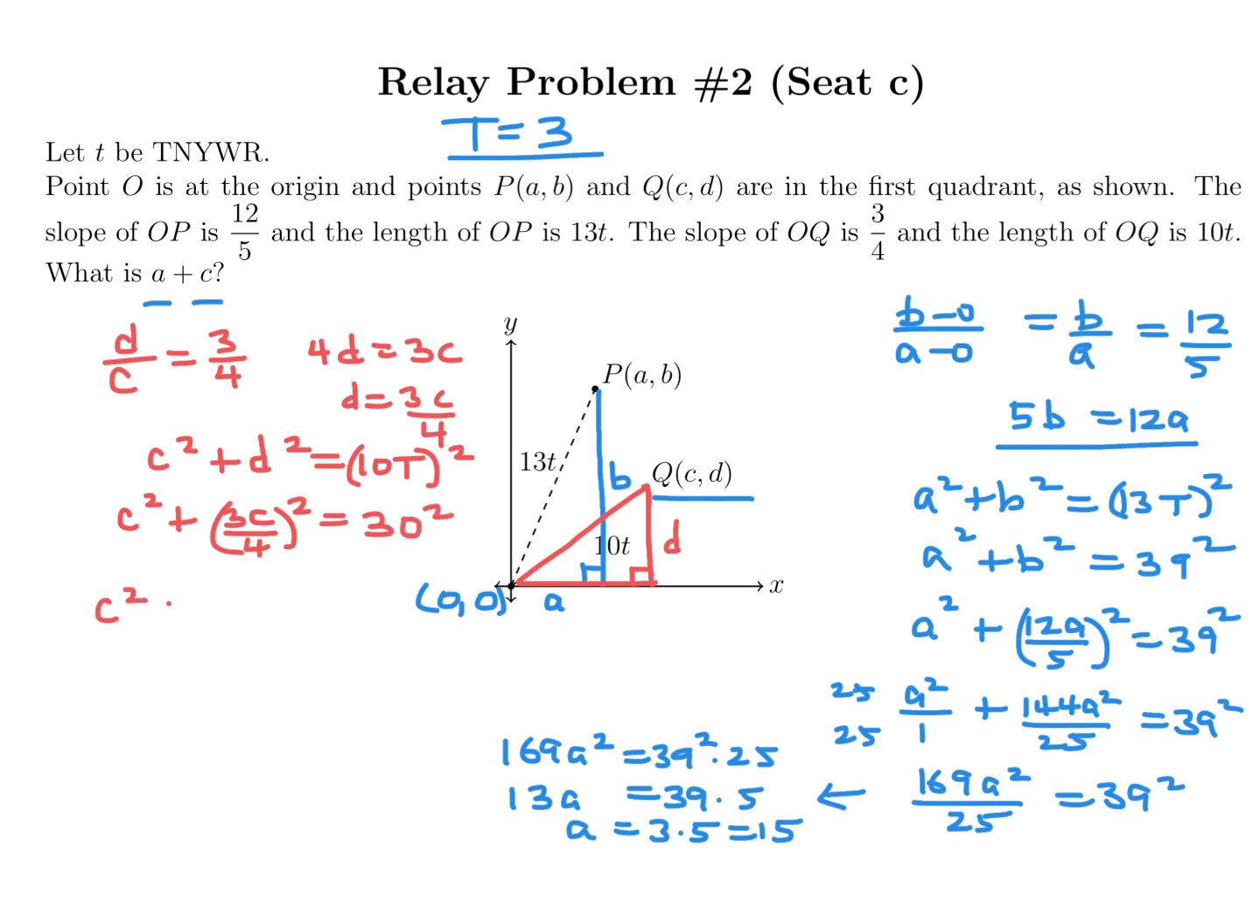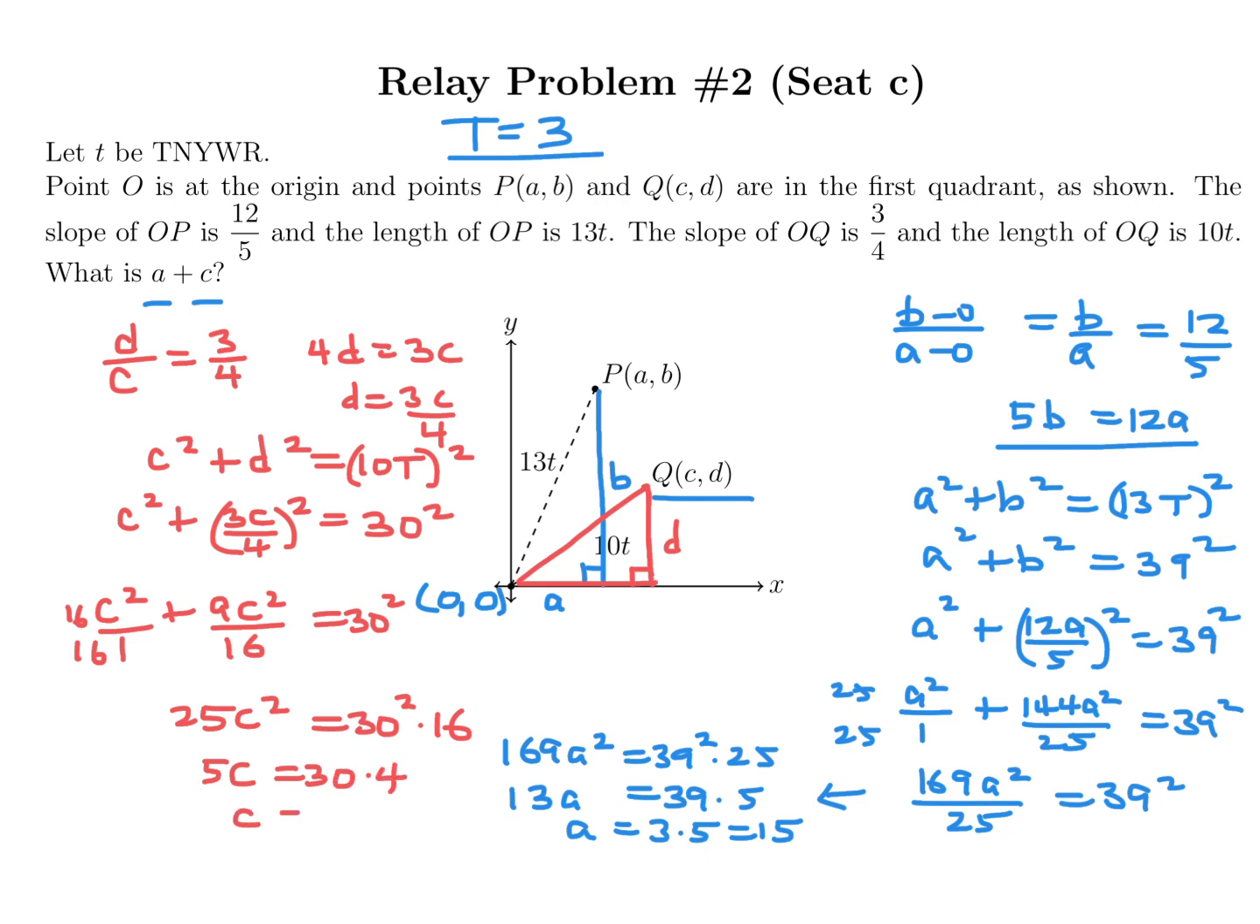Okay, so c squared plus 9c squared over 16, and that's 30 squared. So that's going to be 16, 16. So 16c squared plus 9c squared, 25c squared. And that's going to be 30 squared times that 16. Take the square root of everything. You have 5c, and we get 30 times 4. And then c would be 30 divided by 5 is 6. So 6 times 4 is 24. C is 24. Well, there we go.